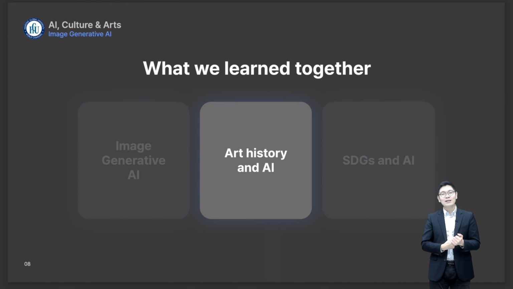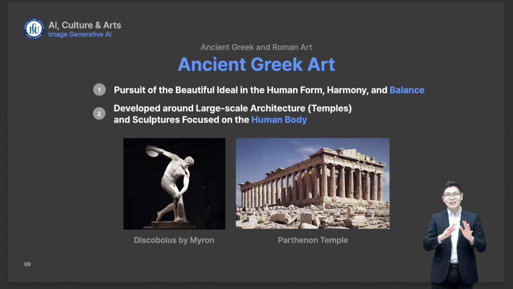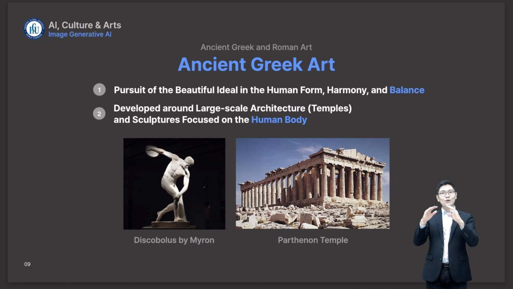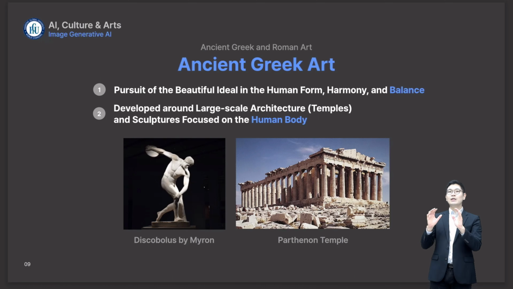Okay, so the next part was art history and AI. It's a long history, but we want to summarize it in a few minutes. The first one, historically, ancient Greek art started the Western art history. Those are beautiful ideas in human forms, harmony and balance. As you can see in the slide, there is a really artistic sculpture, and also you can see the Parthenon temple. It's a kind of large-scale architecture, and sculpture focused on the human body. Those are the main symbols in ancient Greek art.